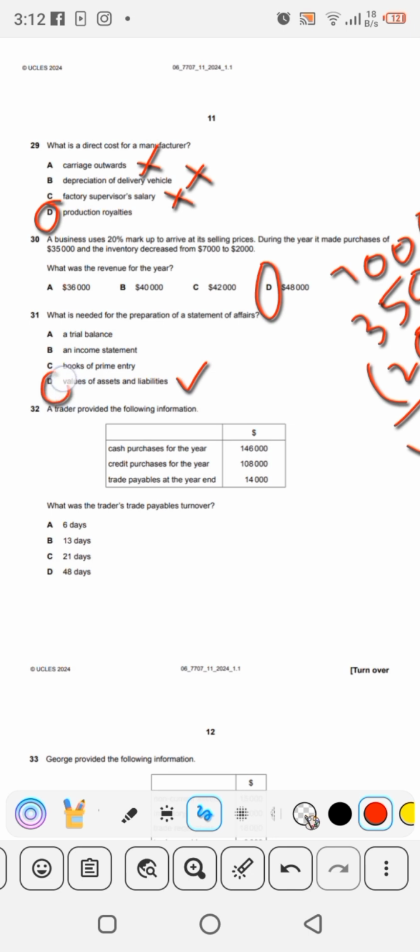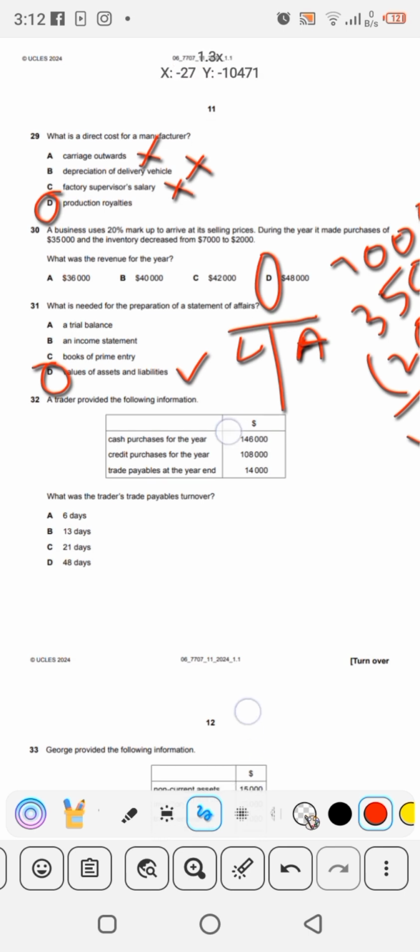So question number 31 is what is needed for the preparation of a statement of affairs? Values of assets and liabilities is needed, of course, because there is liabilities and assets to calculate the capital.